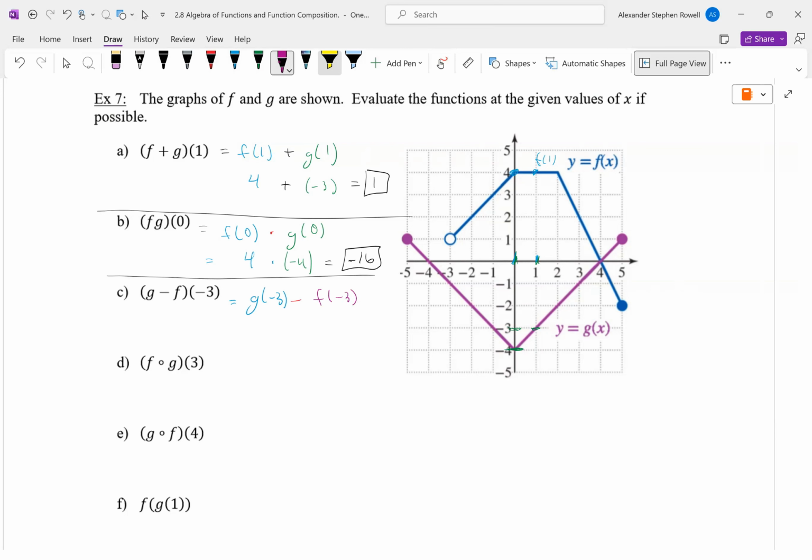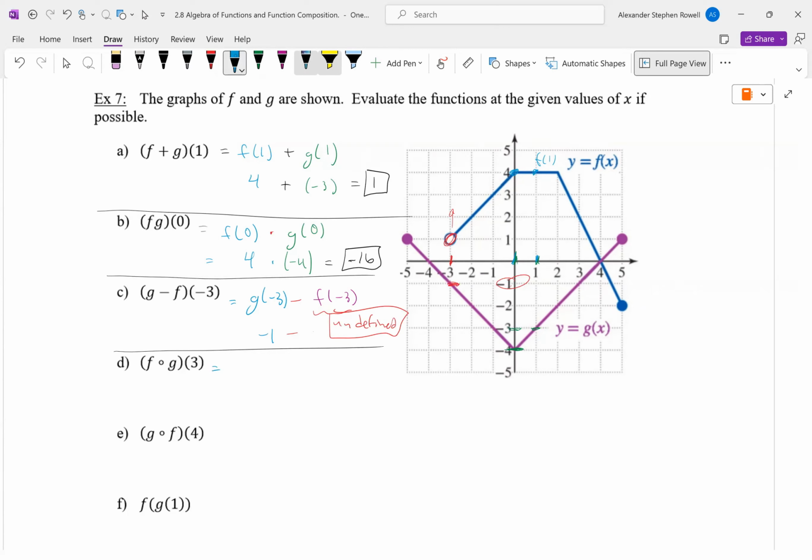Okay. Here we have g of negative 3 minus f of negative 3. What's g of negative 3? So when x is negative 3, what is g of negative 3? Negative 1. What's f of negative 3? So if I go negative 3, oh, my function doesn't exist here. It's undefined. So the whole thing is undefined.